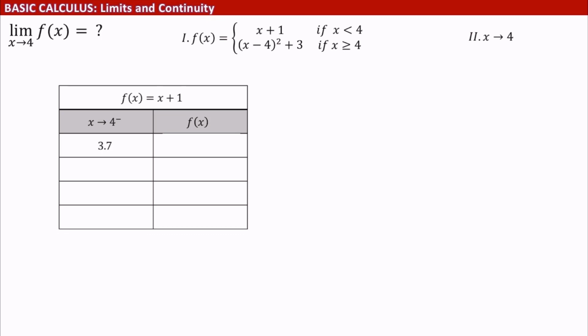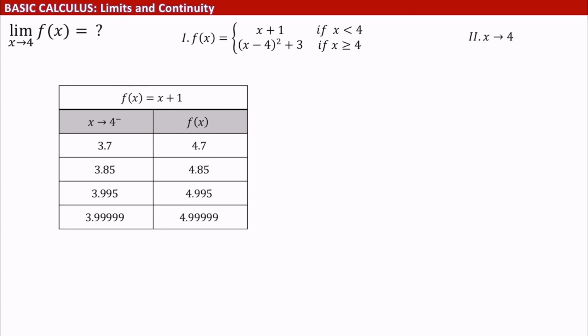Next, pili tayo ng starting value for our x column. Let's start with 3.7. Then we'll get closer and closer to 4. For the next value, I'll have 3.85. Next, I'll have 3.995. And lastly, I'll have 3.99999. As you can see here, our x approaches 4 from the left. Substituting 3.7 to our function, I have 4.7. Substituting 3.85, I have 4.85. Substituting the third and the fourth value, I'll have the following f of x values.